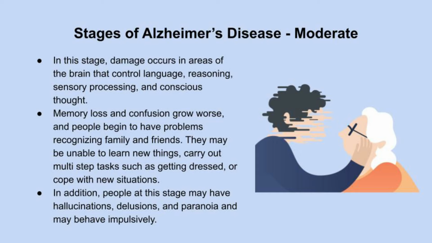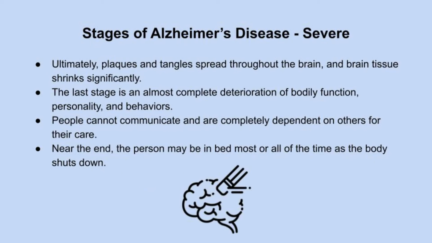They may be unable to learn new things, carry out multi-step tasks, such as getting dressed, or cope with new situations. In addition, people at this stage may have hallucinations, delusions, and paranoia, and they may behave impulsively.